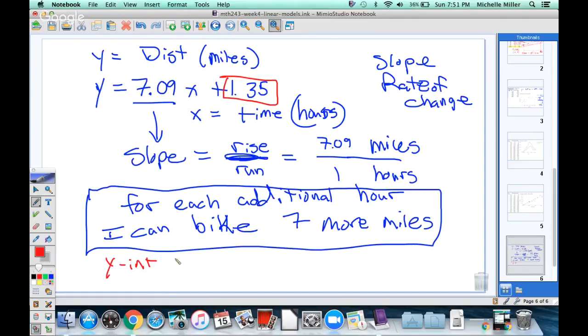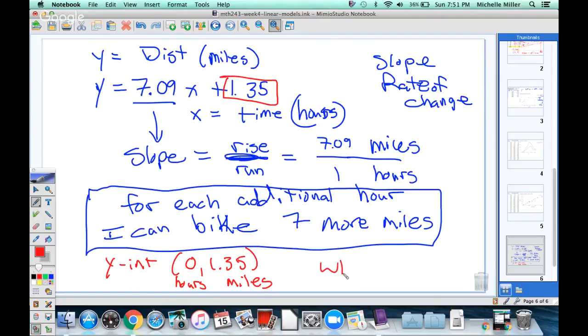That's a point on the graph. It's the point (0, 1.35). So what does that mean? 0 is hours, and 1.35 is miles. So that says if I go no time, I've already biked 1.35 miles.